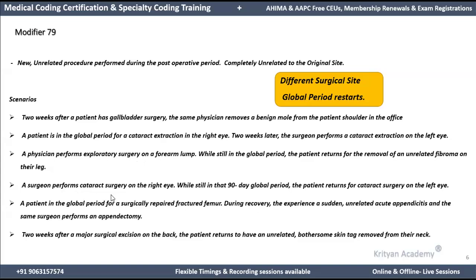A surgeon performs cataract surgery on the right eye while still in the 90-day global period. The patient returns for cataract surgery on the left eye. So based on different surgical site, we can use modifier 79 for this procedure.